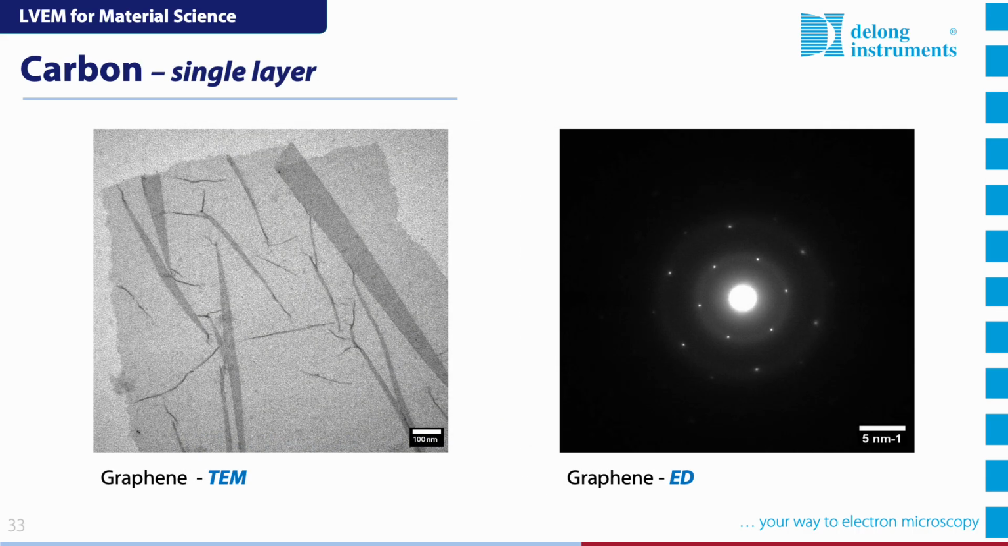LVEM also enables imaging of single-layer carbon materials such as graphene sheets. Even these ultra-thin structures can be clearly visualized thanks to the enhanced contrast at low voltage. In addition to direct imaging, LVEM can produce electron diffraction patterns, providing valuable information about crystallinity in single-layer graphene. This makes LVEM a powerful tool for studying the finest details of carbon-based nanomaterials.